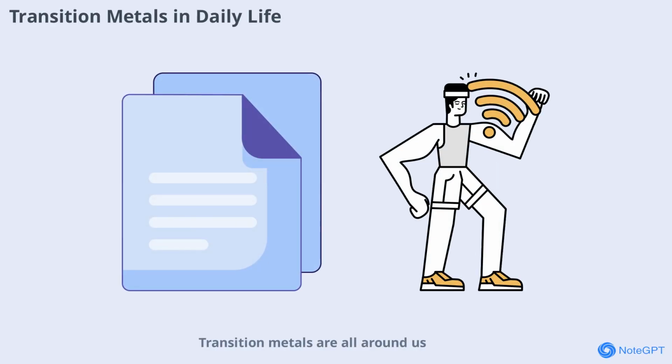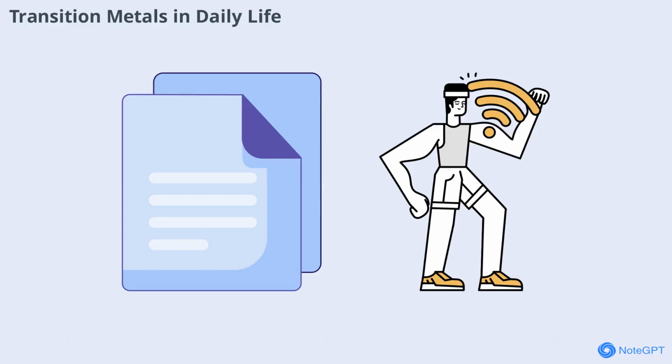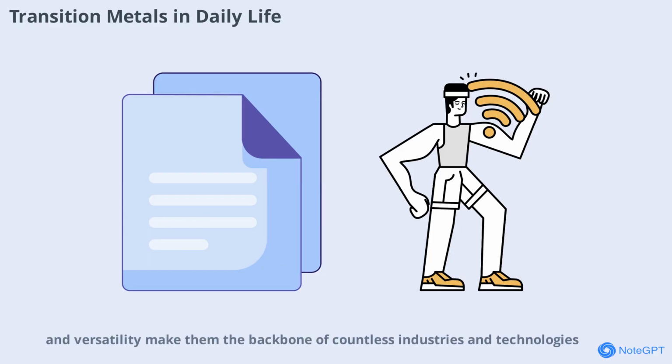Transition metals are all around us. From the steel in our buildings to the copper in our electrical wires, these elements are essential to modern life. They're also found in coins, jewelry, and even in our bodies as trace elements. Their strength, conductivity, and versatility make them the backbone of countless industries and technologies.